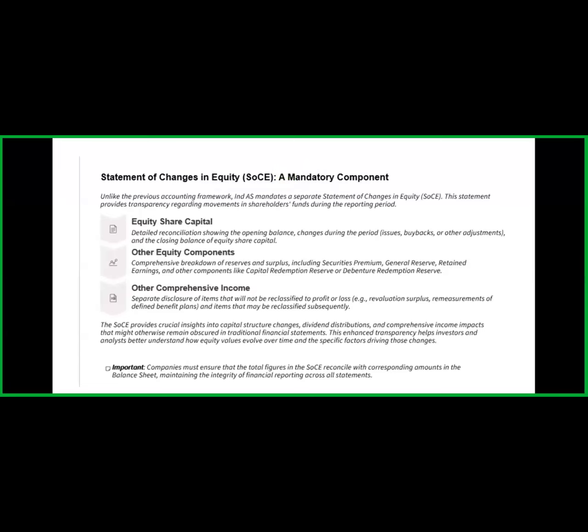So what does it include? It includes the equity share capital, with detailed reconciliations showing the opening balance, changes during the period, how many shares they issued in that particular period, how many shares the company bought back from their shareholders, other adjustments, and the closing balance of the equity share capital. All these things must be included in the statement of changes in equity. I think you are aware of the issue of shares, but you are not aware of the buyback of shares.